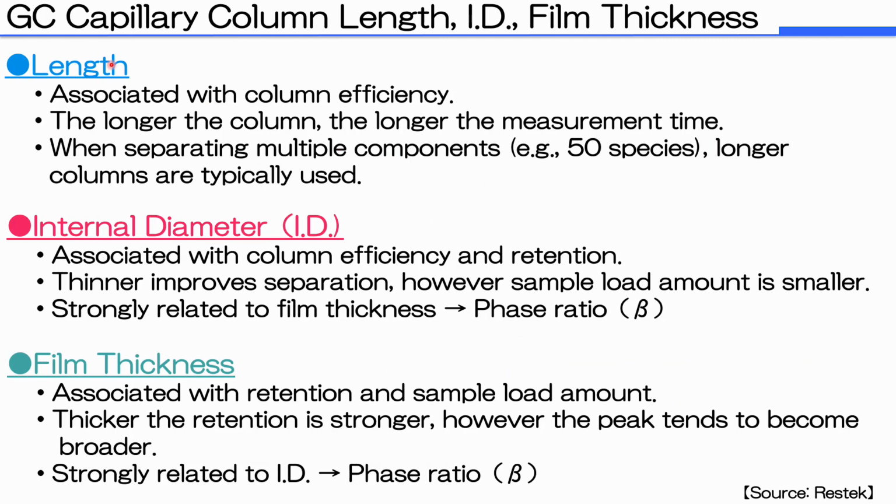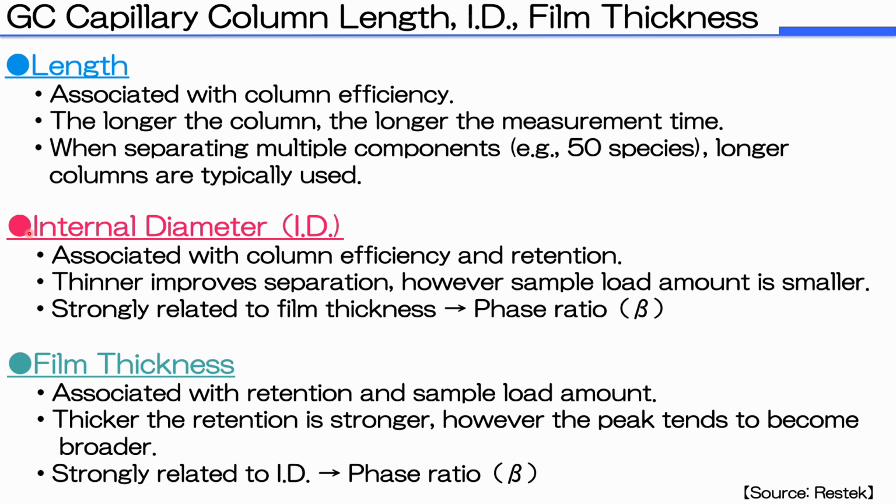This slide summarizes the effect of GC capillary column length, internal diameter, and film thickness on the measurement. Length is associated with column efficiency. The longer the column, the longer the measurement time. When separating multiple components, for example 50 species, longer columns are typically used.